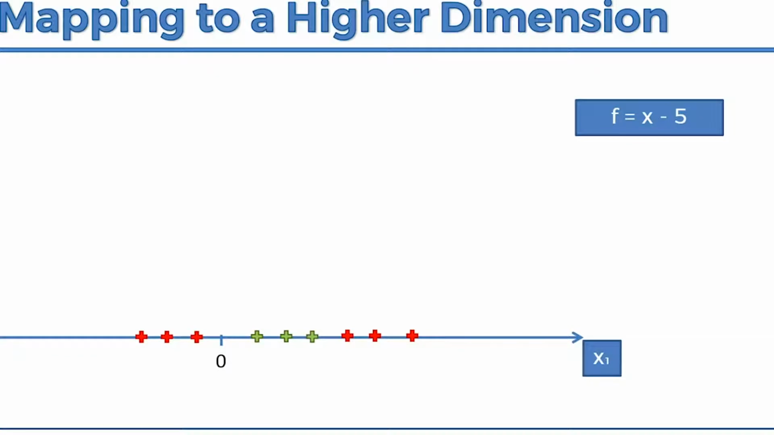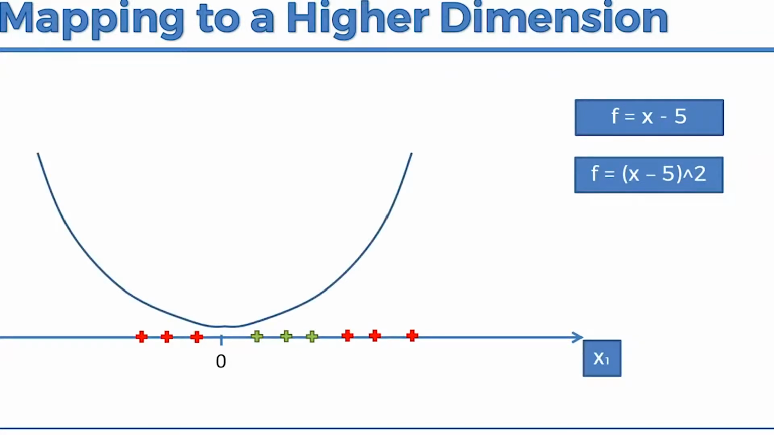And then the next step would be to square all of that. So f is now equal to (x minus 5) squared. How will that look? Well, basically you'll have this squared function going through your chart, and then all of these will be projected onto the function. There we go. So that's what it looks like, f equals (x minus 5) squared.